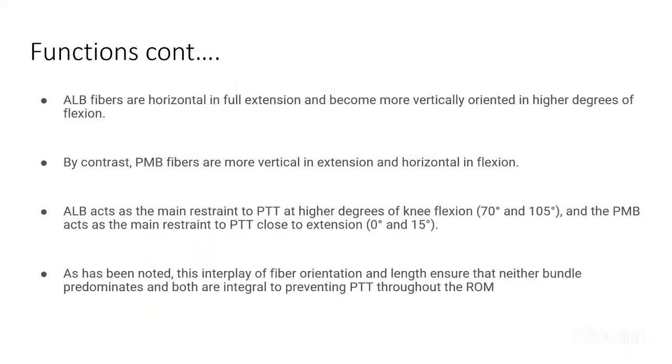So, when coming to the functions of these bundles, anterolateral bundle fibers are horizontal in full extension and become more vertically oriented in higher degrees of flexion. In contrast, posteromedial fibers are more vertical in extension and horizontal in flexion. So, the ALB acts as the main restraint to the posterior translation at higher degrees of knee flexion, say around 70 to 105 degrees, and posteromedial acts as the main restraint to the posterior translation close to extension.